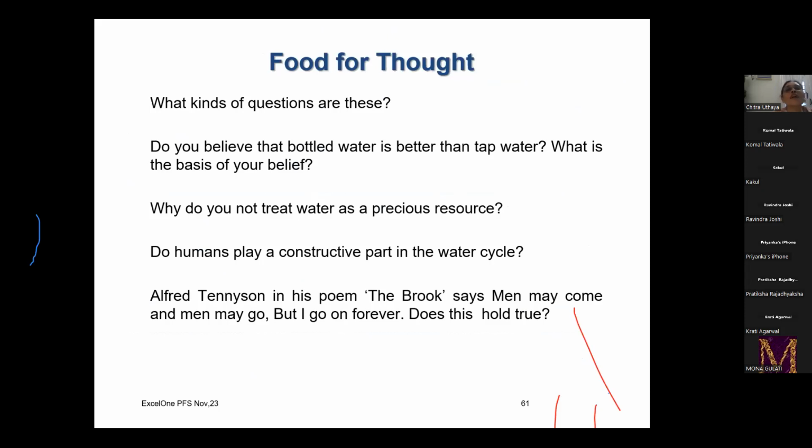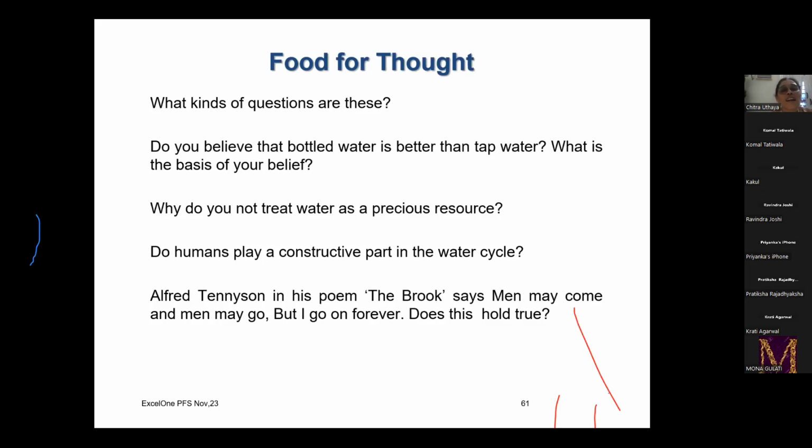Do you believe that bottled water is better than tap water? What is the basis of your belief? Why do you not treat water as a precious resource? Do humans play a constructive part in the water cycle? Alfred Tennyson in his poem, The Brook, says, "Men may come and men may go, but I go on forever." Does this really hold true? Think about what kinds of questions these are.